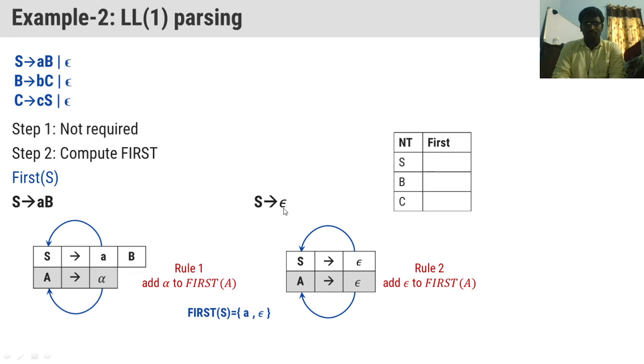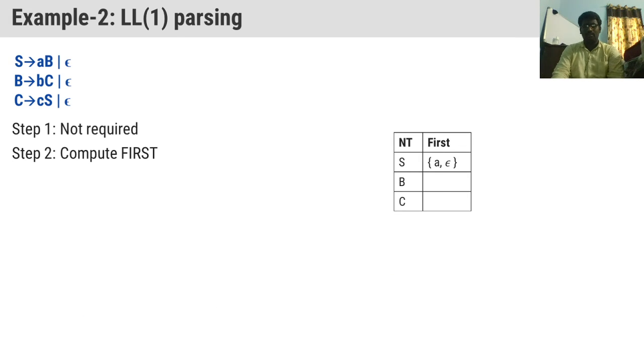Now we have included first sets of S in the table. You see, non-terminals are S, B and C. First sets of S equal to a comma epsilon. Now I am going to take you to the second set of productions. B implies small b capital C and B is deriving epsilon. Two productions are there again for B also. Now what happens? What is the first set of capital B?